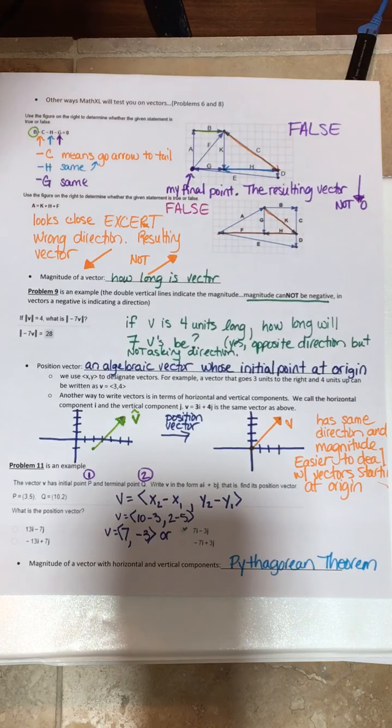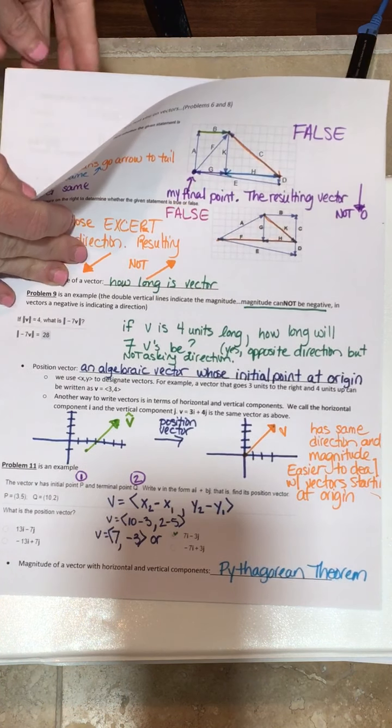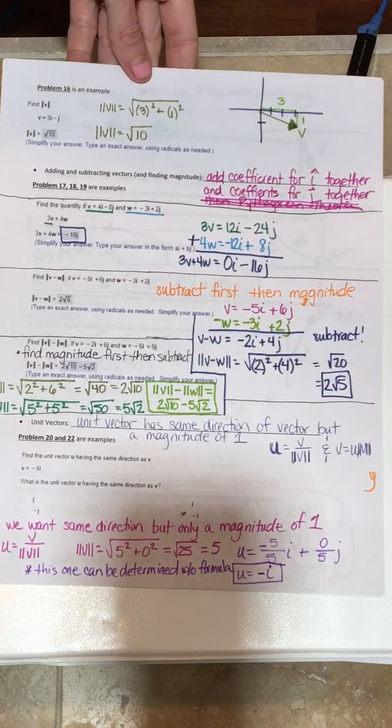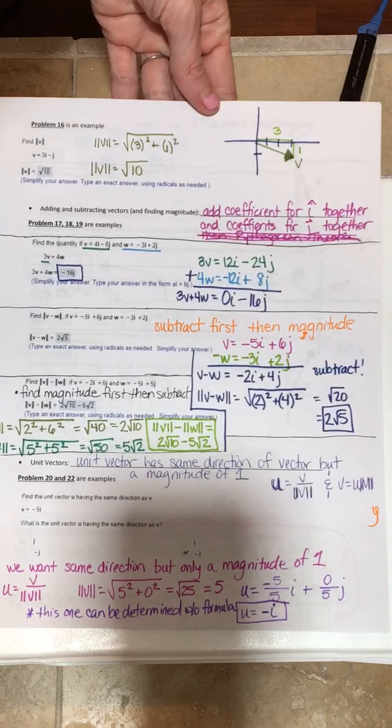Okay, our next topic is going to be the magnitude of a vector with horizontal and vertical components. And guys, basically this is just a version of the Pythagorean theorem. So our next few examples, let me get to them. Problems 16, 17, 18, and 19 are all about finding the magnitude.